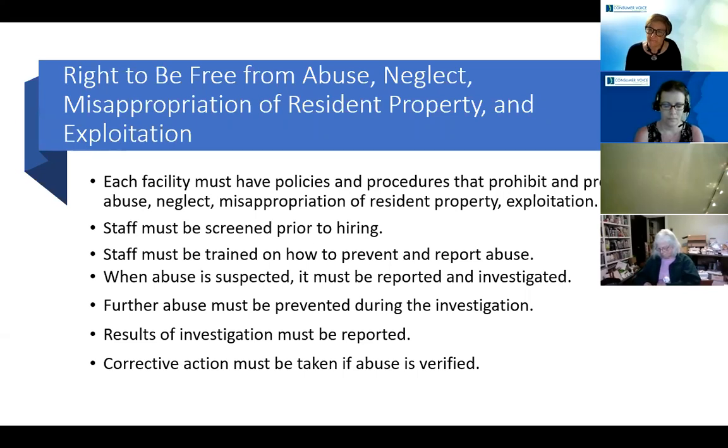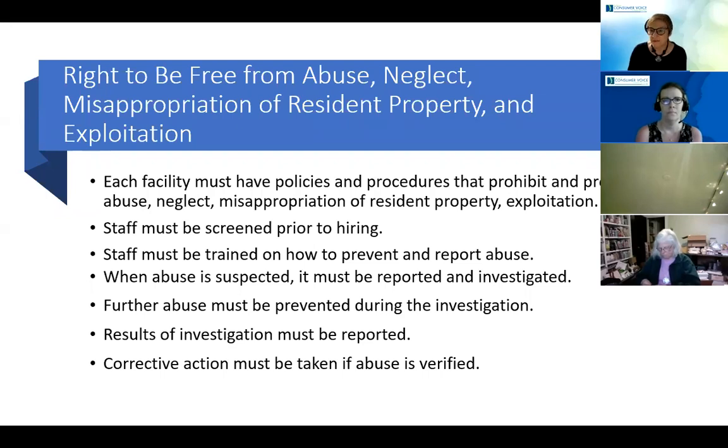And to do that, facilities are required to take a number of very specific steps. You can see what those steps are on the slide. To begin with, a facility has to have policies and procedures that prohibit and prevent abuse and neglect and misappropriation and exploitation. From now on, I'm just going to say abuse, because otherwise it's a mouthful. But know that when I'm saying abuse, I also mean neglect, exploitation, and misappropriation of resident property.